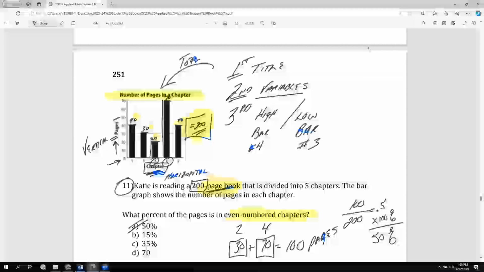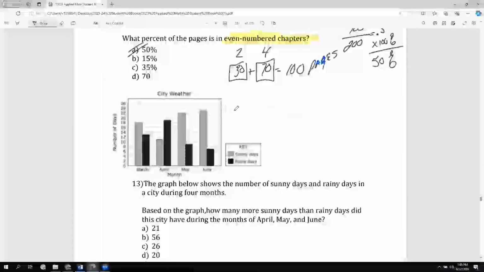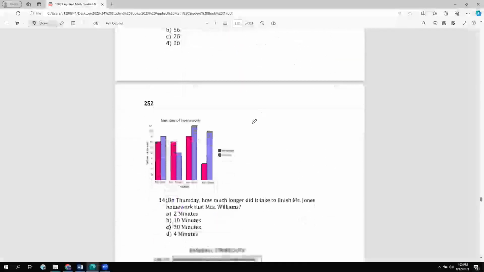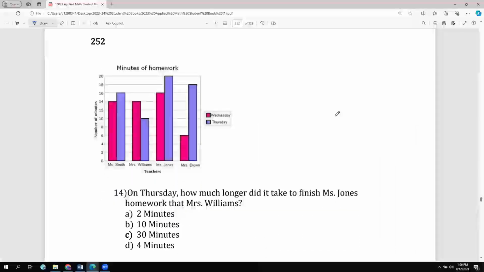Let's try another. Okay. Look at this one. This one might seem a little blurry to you. Let me see if I can find something else. Hold on one second. Oh, this is good. Here, this is a nice clean one. All right. Okay, taking a look at this graph right here. Okay, let's go through our first step.